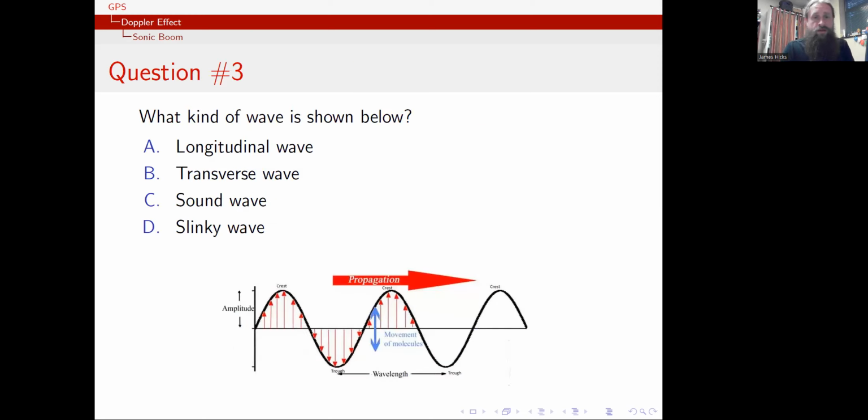Okay, question number 3. Here's a wave. What kind of wave is that? Longitudinal, transverse? Is it a sound wave or is it a slinky wave? It's not a slinky wave.